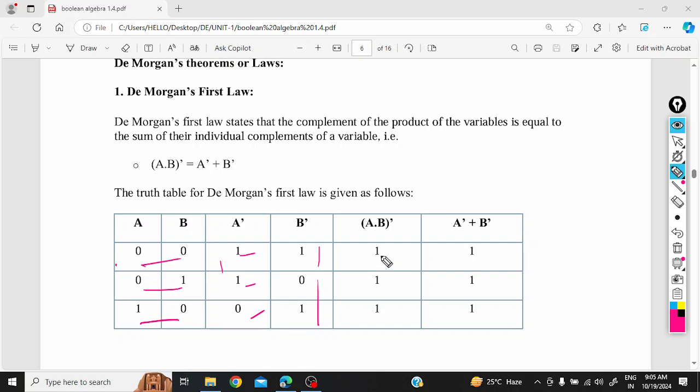Now I want the dot product between these two elements. First I will take the dot product, which is 0 0 0. So the whole dash will become 1 1 1. For OR, this is going to be 1 1 1. Now if you observe clearly, (A dot B) whole bar is equal to A bar plus B bar. These two columns are equal. So kindly remember this law. It's a very important law from the examination point of view.